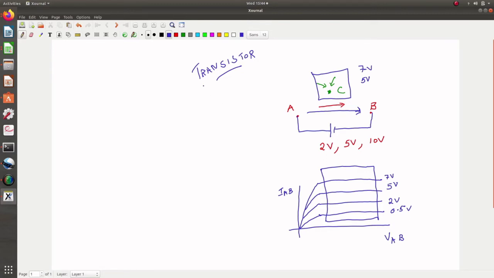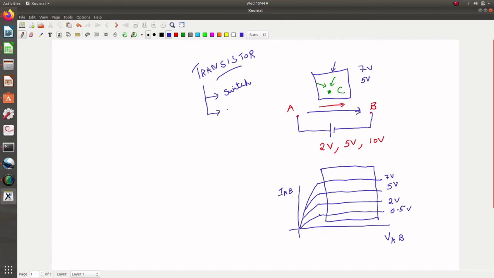With this action, a transistor can act as a switch, which is the primary application of a transistor. By applying sufficient voltage, you could control the current through A and B from on position to off position. The simple functionality of a switch is that it allows current or it doesn't allow current. That is one application of transistor.